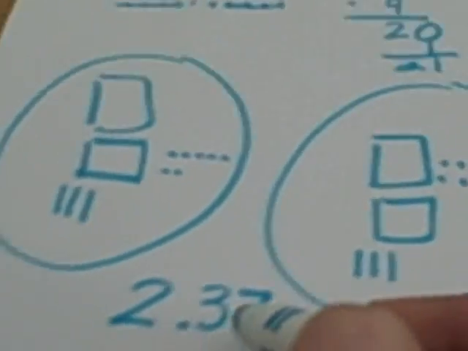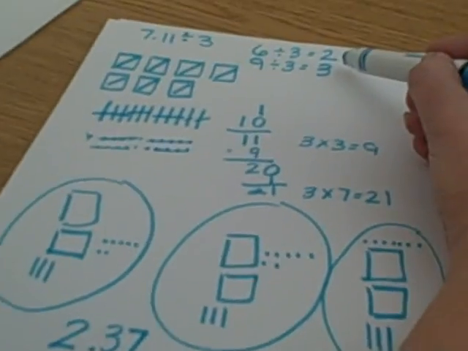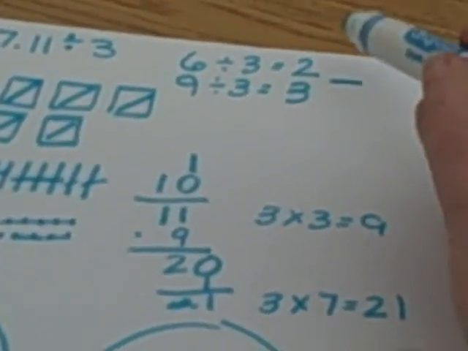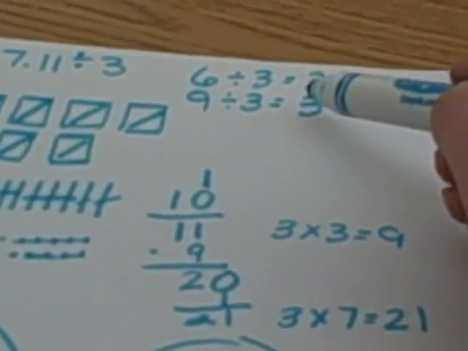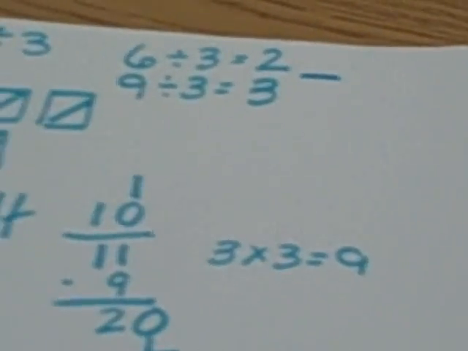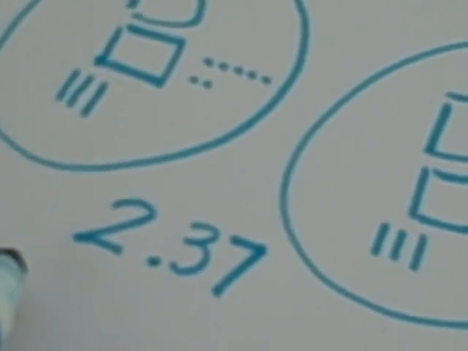I'm going to go back and compare. My estimate I thought was going to be between 2 and 3. And my actual answer ended up being 2 and 37 hundredths, so it seems reasonable to me.